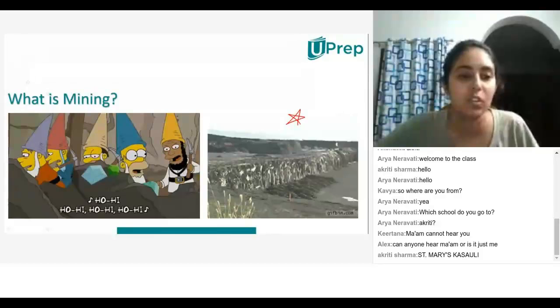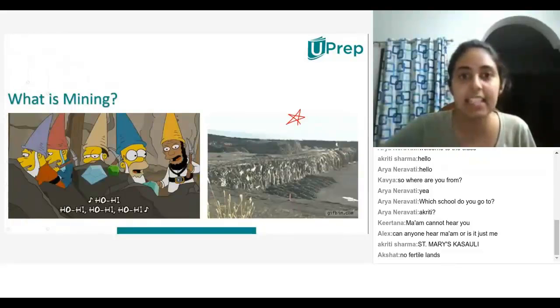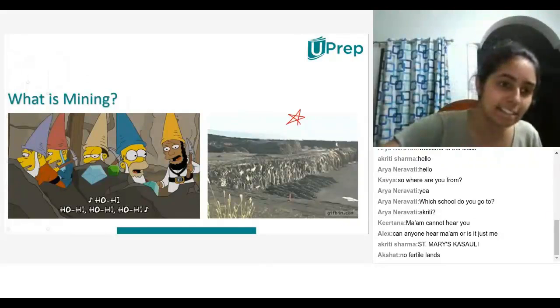Actually, it will not be able to grow in that. Okay, very good. Who can tell me how landslides are formed? Yes, Kavya, go ahead. Due to soil erosion, landslides are formed, and then it can be pretty dangerous to the people living around there.